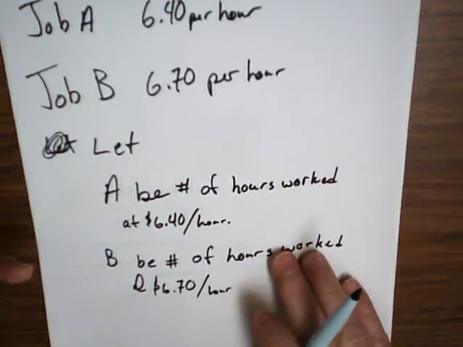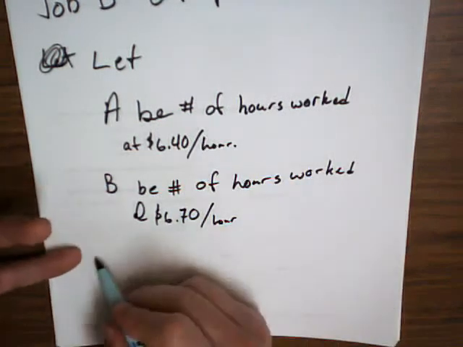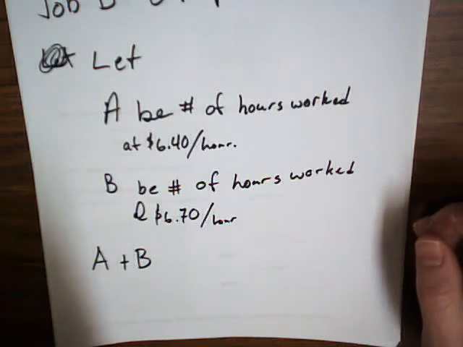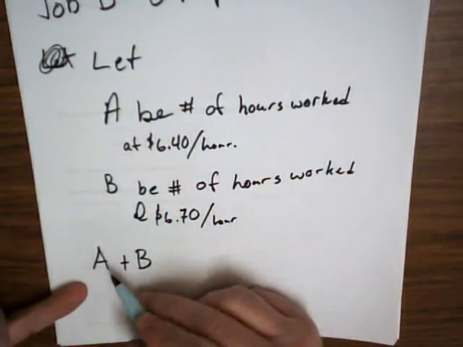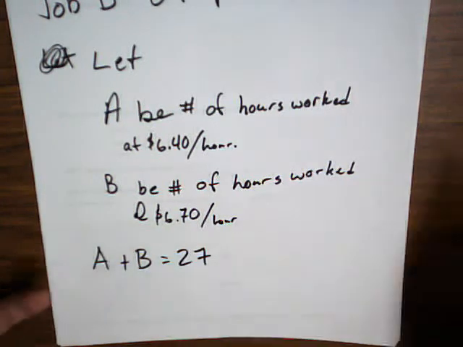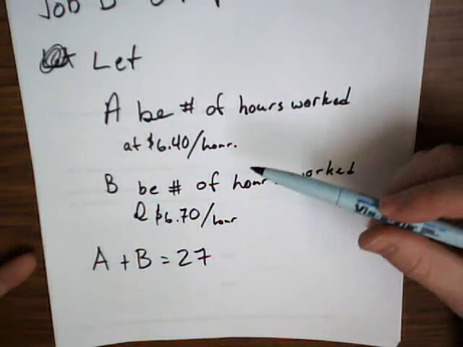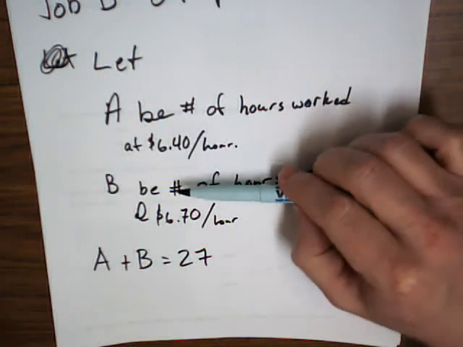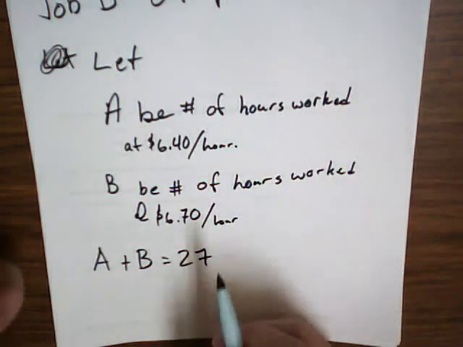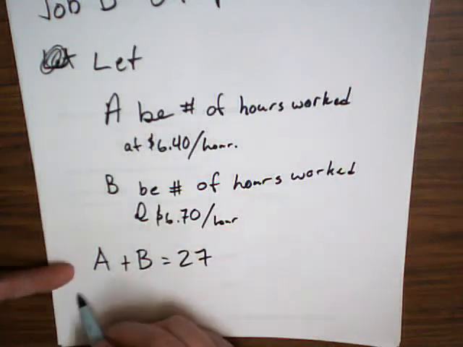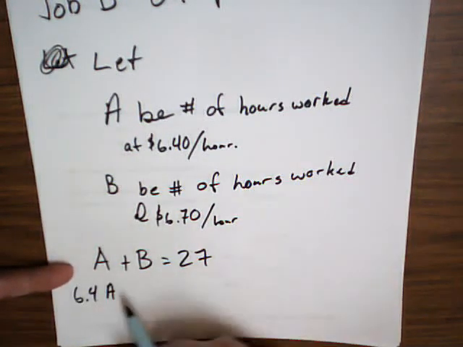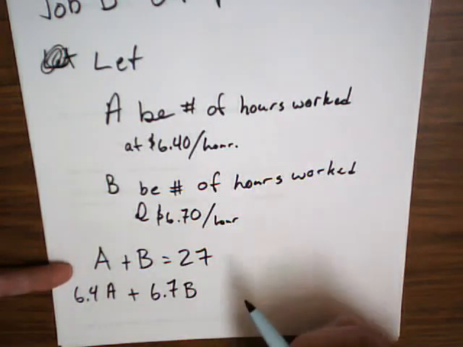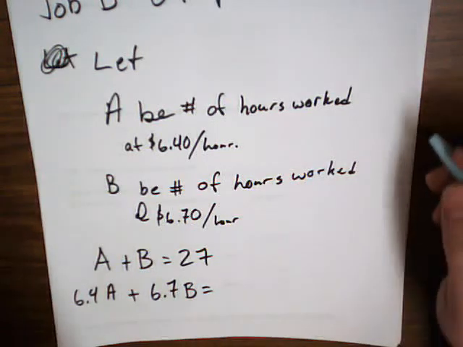Did they tell you a total number of hours in this question? Yes. What did they say? It says here that Michael works 2 part-time jobs for a total of 27 hours a week. So if I added those 2 together, I'd have to get 27. But now the second equation is going to take into consideration the 6.40 and 6.70. You already said A was 6.40, so I'm going to say $6.40 times the number of hours at A, and then $6.70 times the number of hours at B should give you a total.